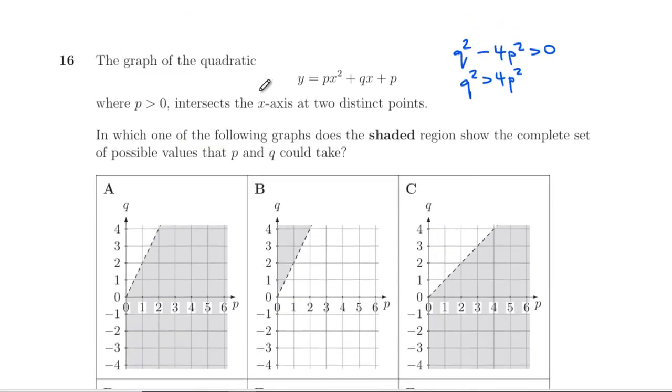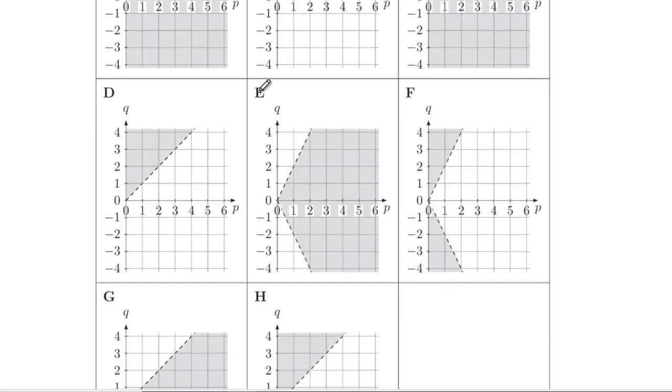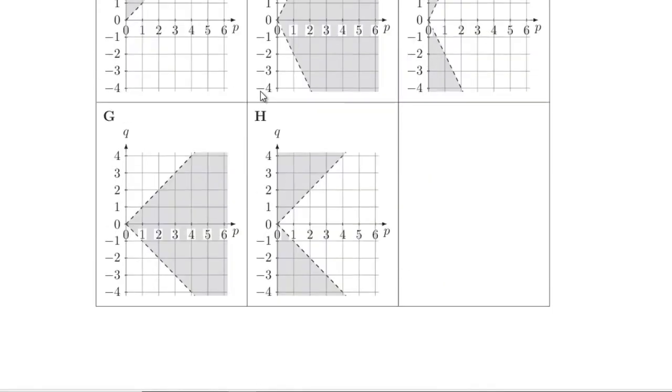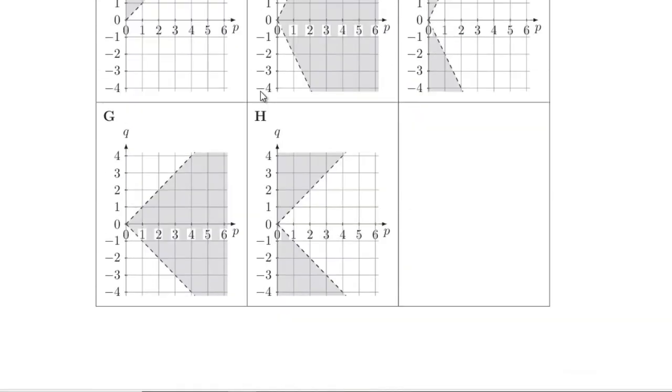q squared is greater than 4p squared, so it's not any of the top four. F's looking good, isn't it? Because it's got to be above the lines. We're going to get the 2 solutions. 1 goes to 2, so yeah, it's going to be F. It just fits with that. q squared is greater than 4p squared. Nothing else looks even like it. I mean, we've got to have two solutions. It's only F and H that have got the right sort of shape, and H doesn't fit with that multiple of 4 on the p squared.